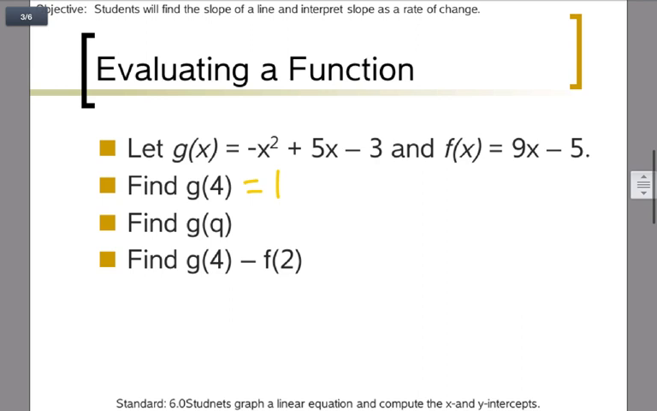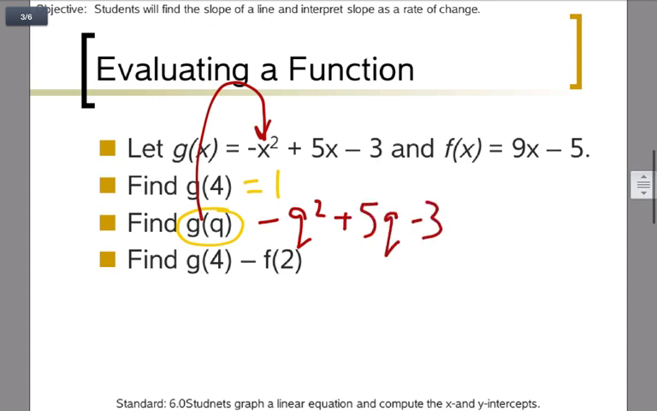So now I continue, and it says find g of q. Well, that means all I have to do is put q in place of x. So it's going to be negative q squared plus 5 times q minus 3. There's nothing I can do because all I did was replace x with q.